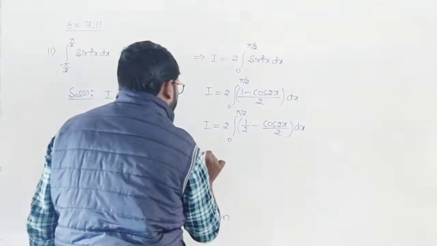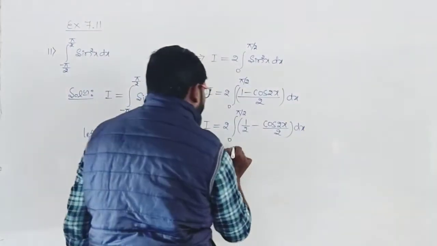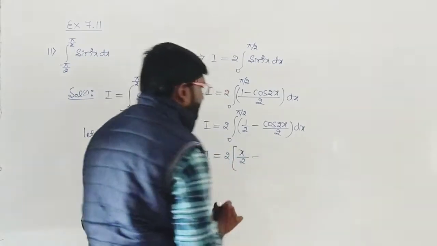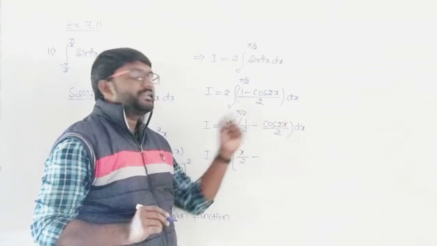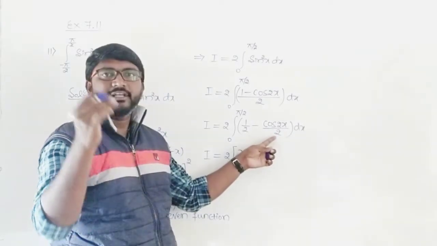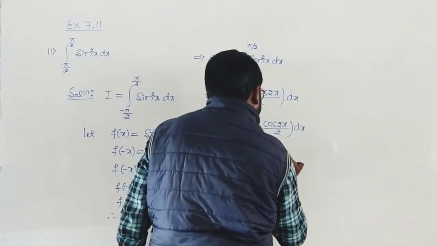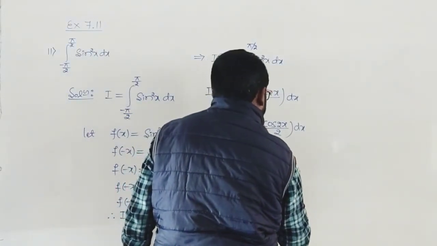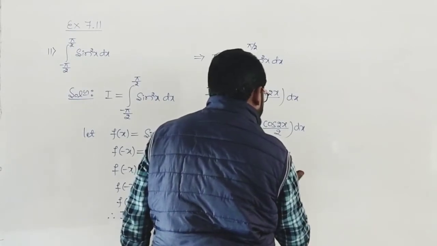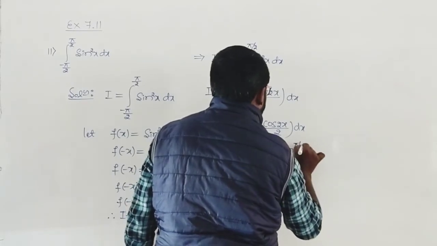So now I is equals to 2, write it outside. Then integration of 1 by 2 will be x by 2 minus, now cos 2x integration will be sin 2x by 2. Already 2 is there in the denominator. We get 4. So sin 2x divided by 4. Then apply the limits here. It is 0 to pi by 2.